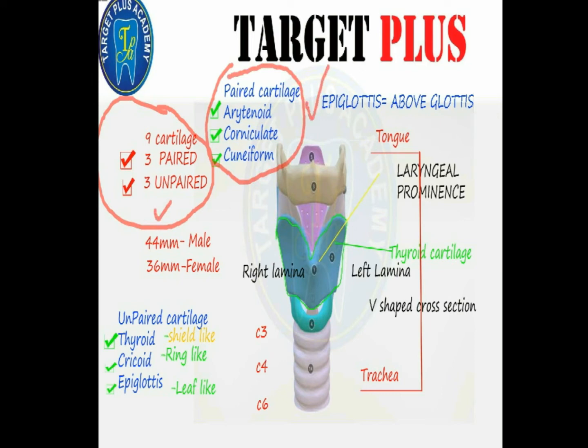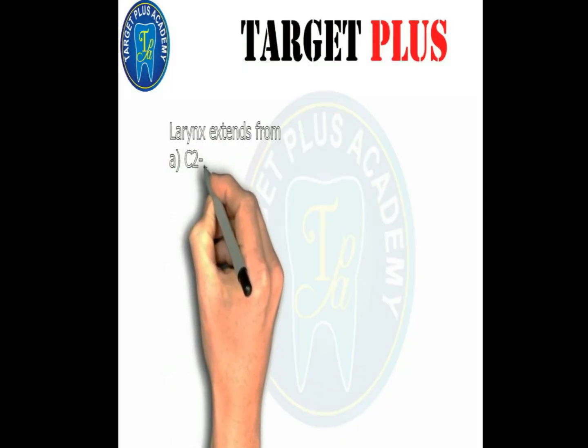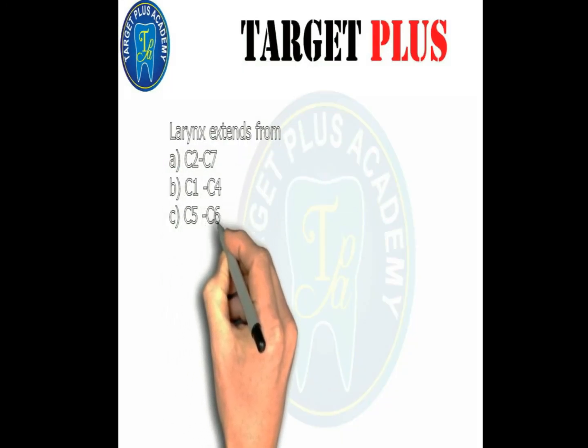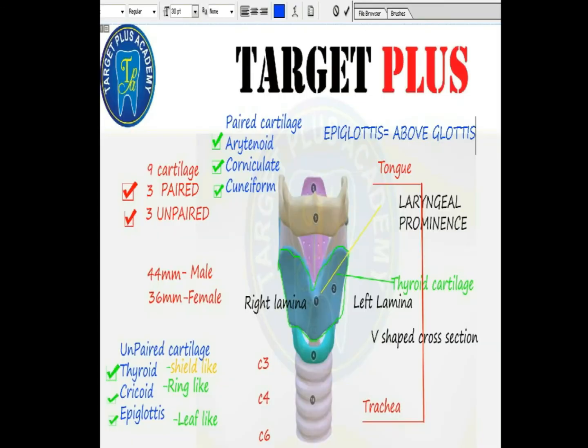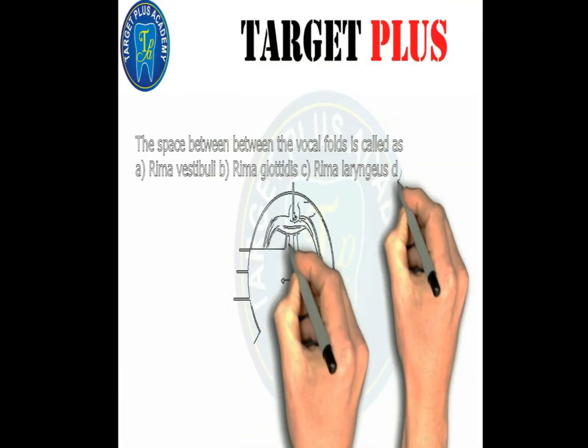Larynx extends from C3 to C6. And the length of the larynx we discussed was 44 mm in males and 36 mm in females. And also we discussed that in children and in adult females it lies at a higher level, that is C1 to C4. So if the question was where the larynx extends in children, the answer would be C1 to C4. Otherwise you have to mark C3 to C6.